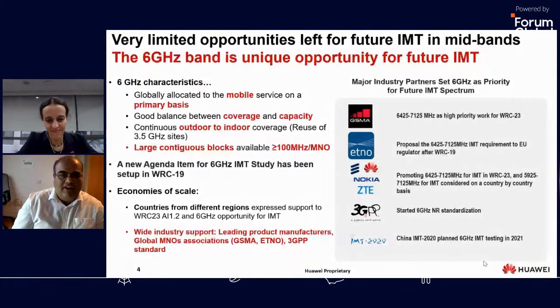Great. Thank you very much, Fatima, and thank you for giving us that overview of the mobile industry's need for additional spectrum to improve the performance of 5G. Let's move straight on to our next speaker, who's Jennifer McCarthy.